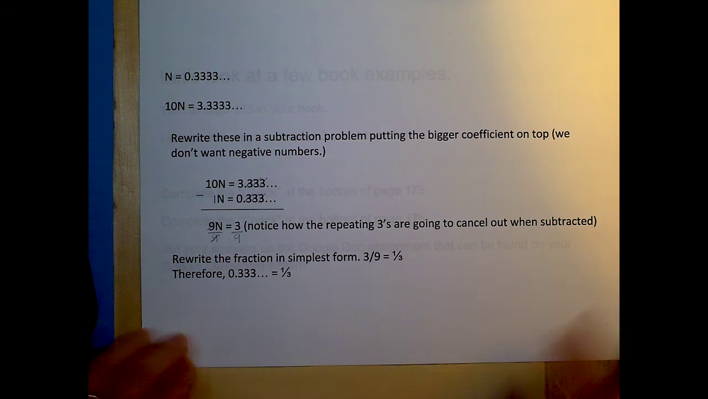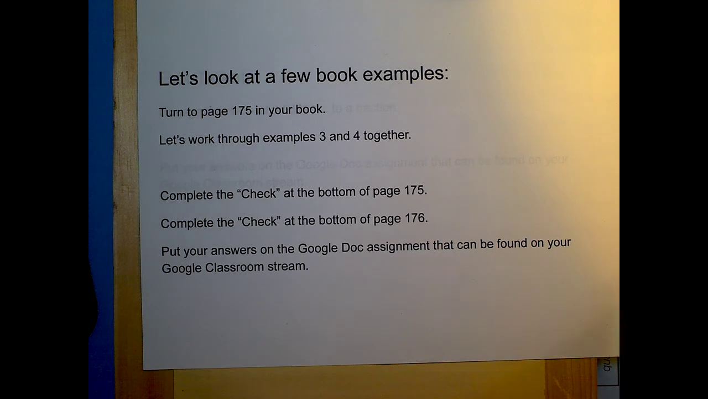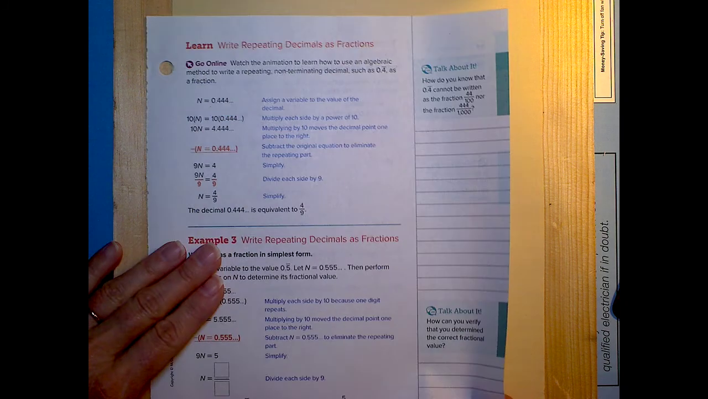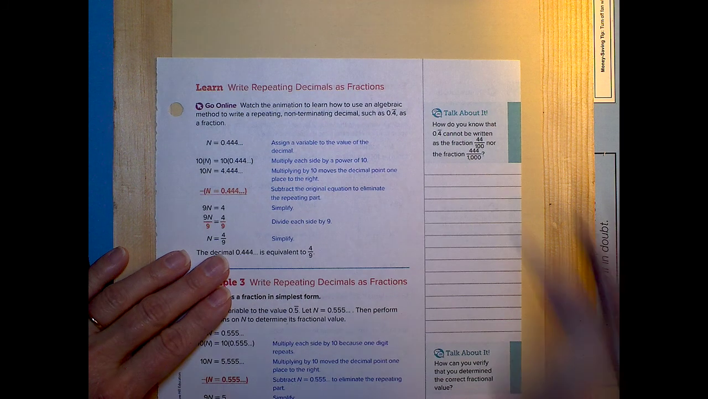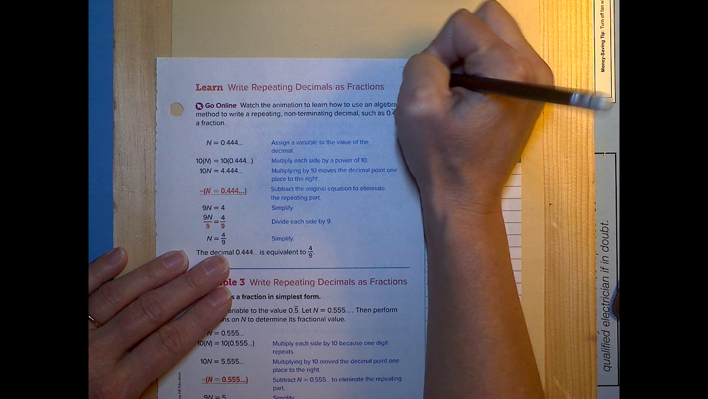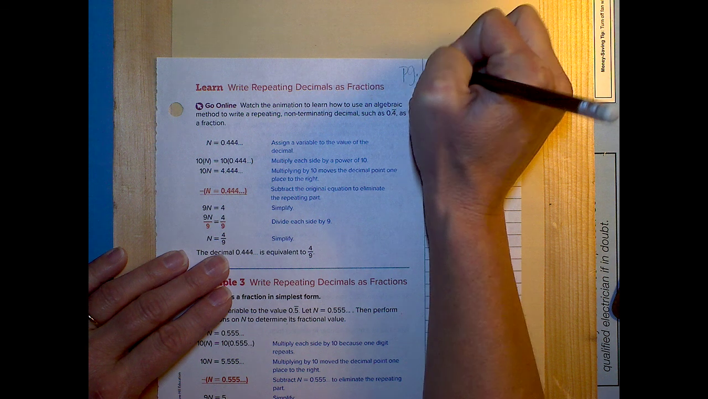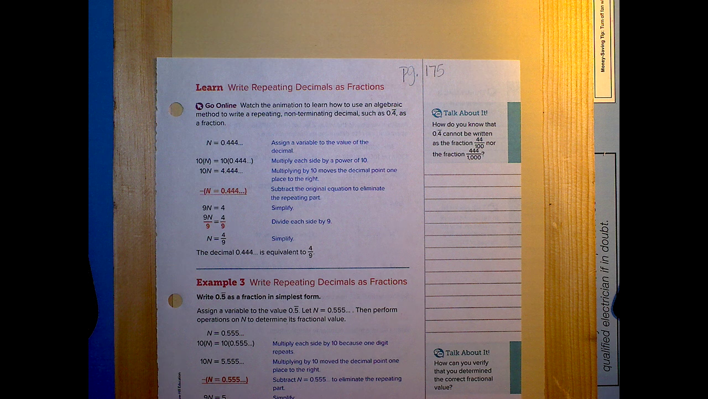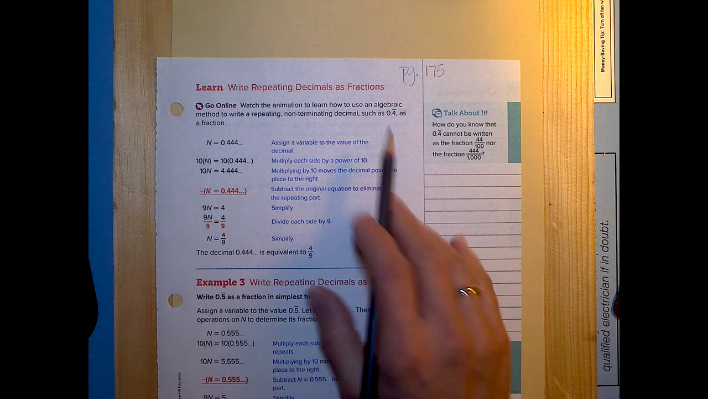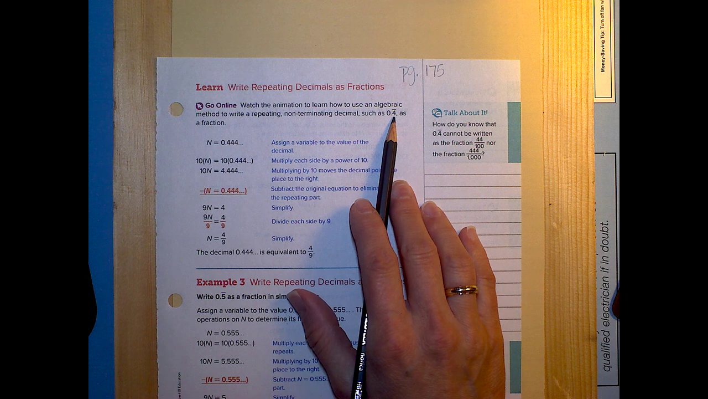Okay? Now, let's look at a couple book examples. All right, so find your book. I want you to turn to page 175. Okay, let me write it up here so you can see it. Page 175. And they're giving us an example of this repeated 4, bar notation over the 4.